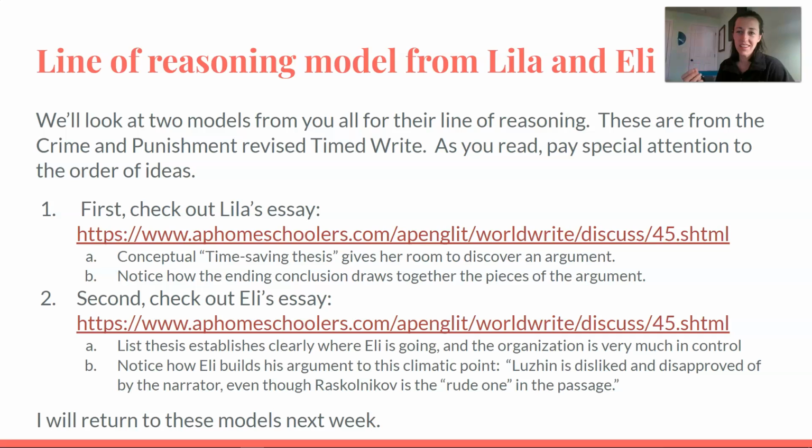Notice how he builds his essay towards one sentence that is his climactic sentence. It is the sentence listed here. Luzin is disliked and disapproved of by the narrator, even though Raskolnikov is the rude one in the passage. It is this culminating moment for his argument. After that, his conclusion stays at that high level. So please do that. It'll take you about 5 minutes and then come back.